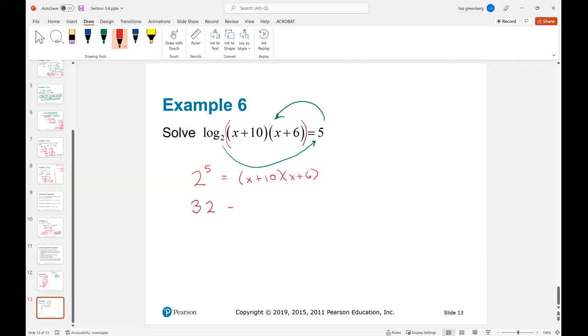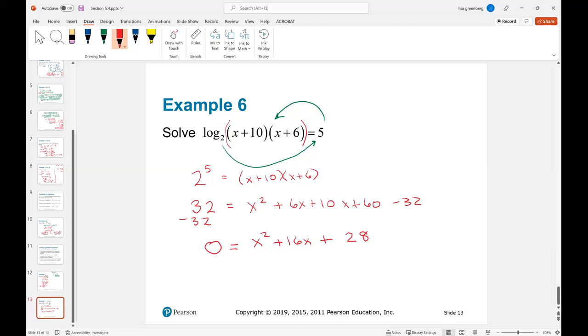So we have 32 is equal to x plus 10 times x plus 6. So we're going to FOIL that. We get x squared plus, I'll do it slow, 6x plus 10x plus 60. And remember, whenever we do this also, we have to make it equal 0. So while I'm doing it, let's subtract 32 from both sides. And we get 0 equals x squared plus 16x plus 28. Okay?